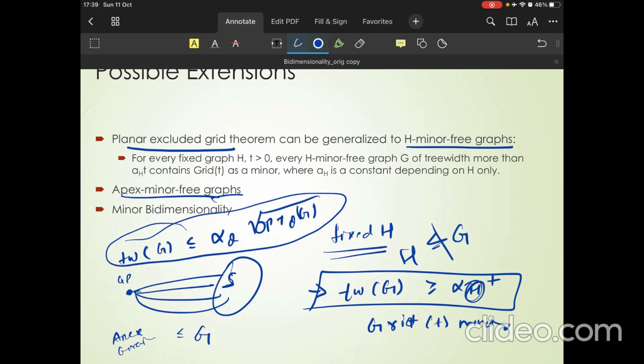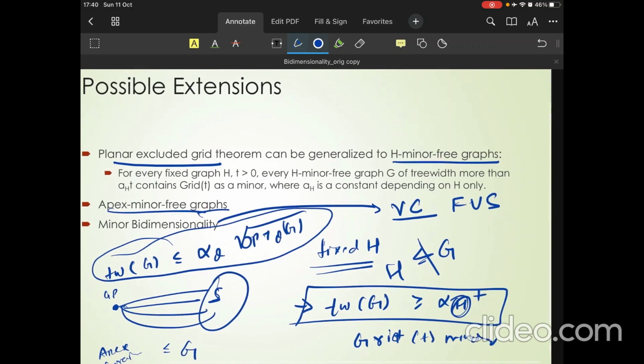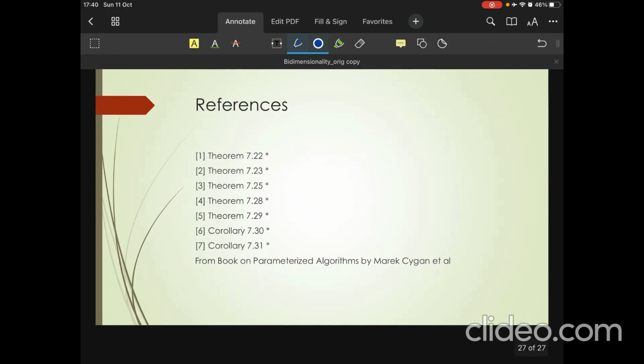So the result that treewidth is less than or equal to this follows for apex-minor-free graphs, and bidimensionality can also be extended to minor bidimensionality, like we discussed earlier. This has been used to prove sub-exponential time parameterized algorithms for general vertex cover and feedback vertex set. So that's all. Thank you.